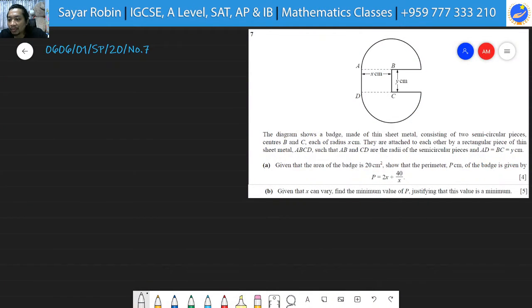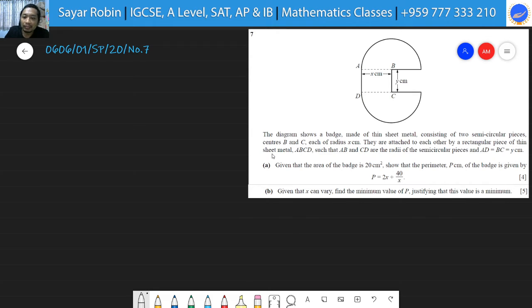In this problem, you see this kind of badge. The shape is like this, made of thin sheet metal, consisting of two circular pieces. This is a really important part. Centers B and C, each of radius x centimeters. They are attached to each other by a rectangular piece of thin sheet metal.